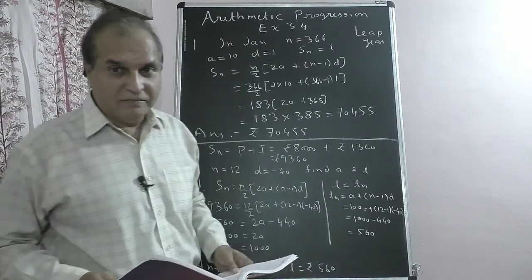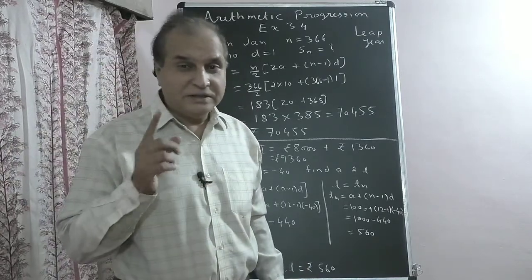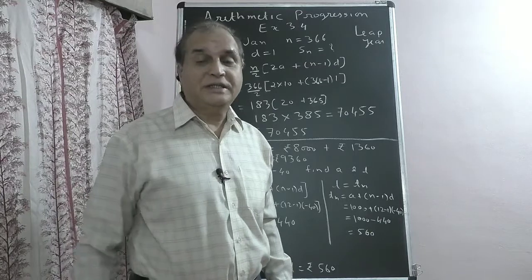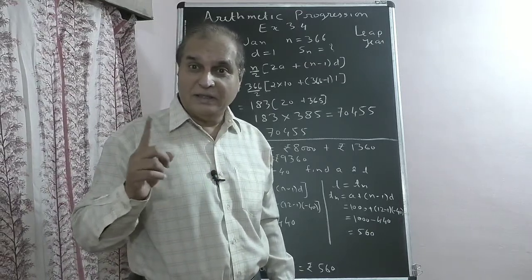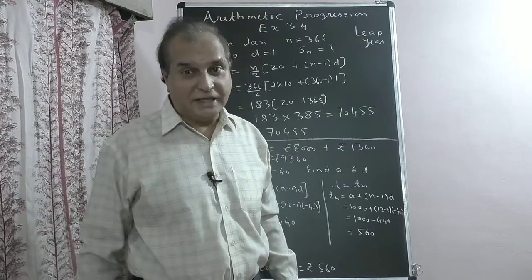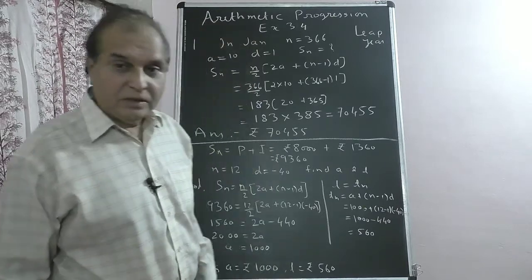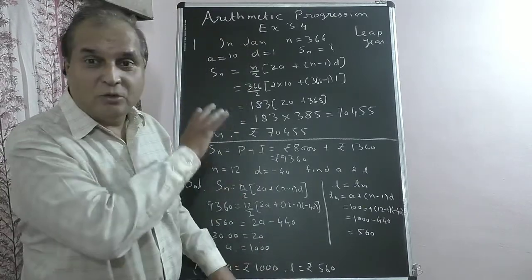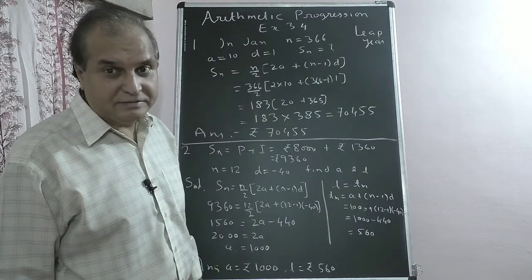Understanding? Okay. Throughout the year, every day, on 1st January she put rupees 10. Next day rupees 11. One rupee increasing per day. This way 366 days. So we will make data out of this. So we have to find Sn, the total amount of money she collected throughout the year.